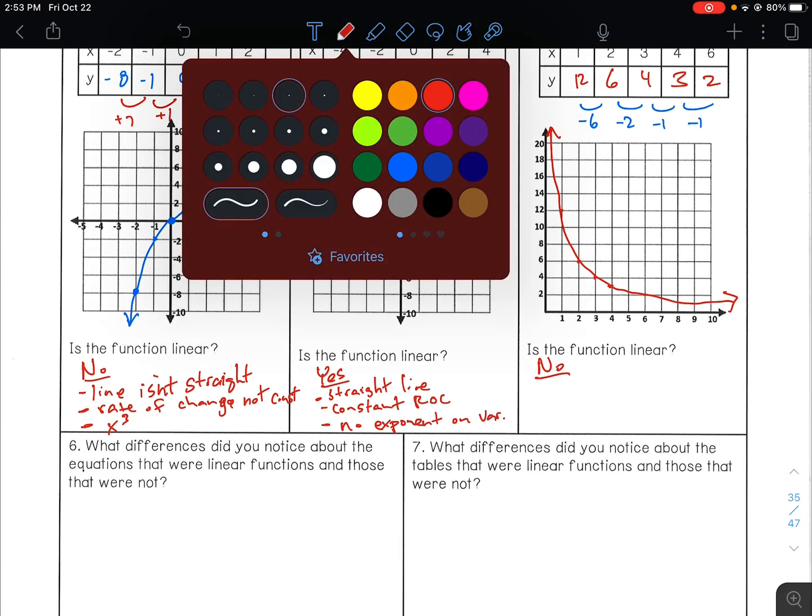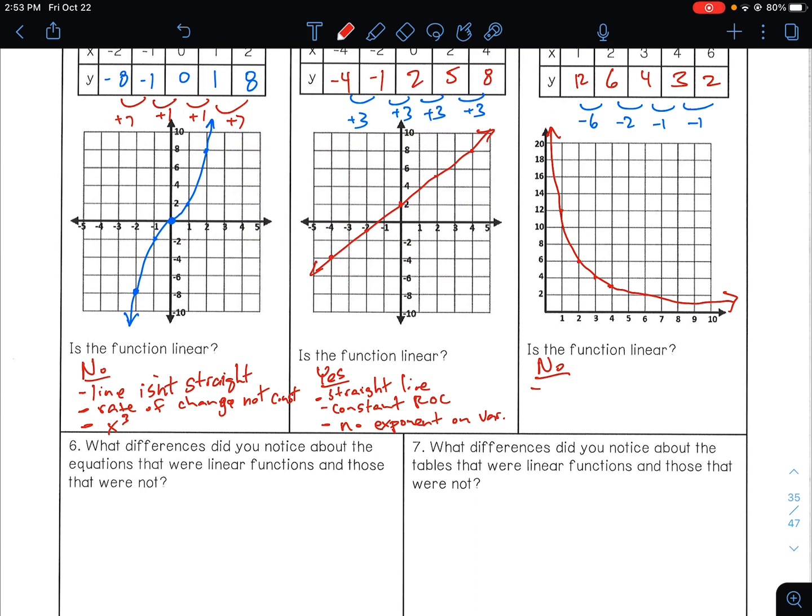So is the line straight? Not a straight line. So the line isn't straight. Rate of change is not constant. And finally, if we look at the equation, x is a denominator, which is not good.